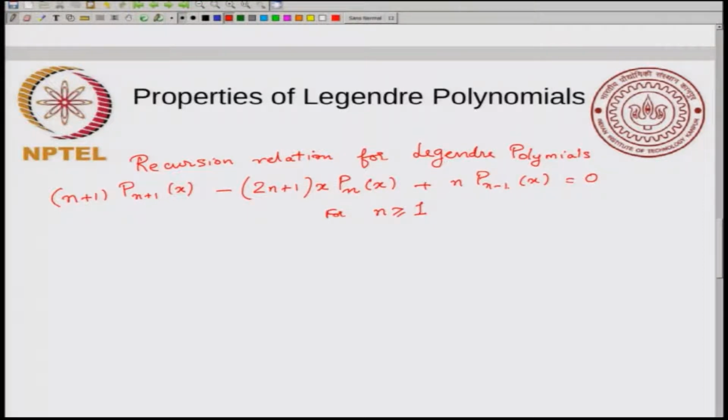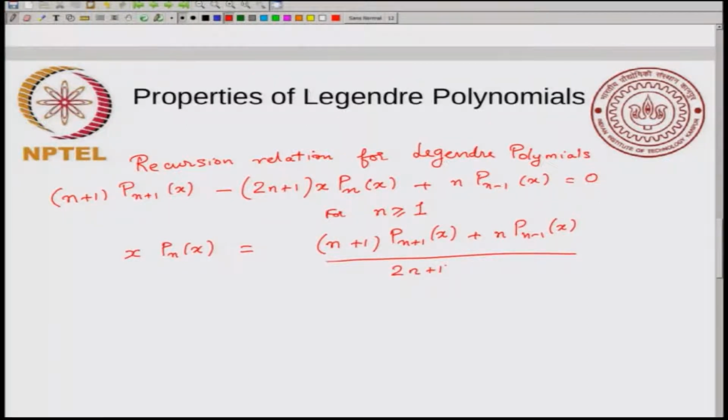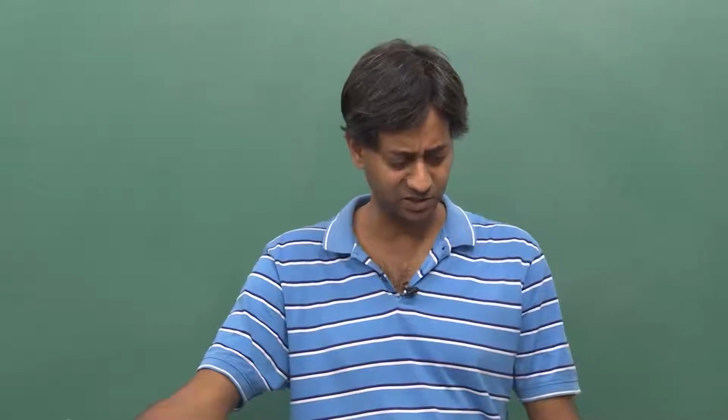Another form in which this relation is often written is the following. x times p n of x is equal to (n plus 1) times p n plus 1 of x plus n times p n minus 1 of x, divided by 2n plus 1. So what that means is if you take a Legendre polynomial and multiply it by x, you can write it as a combination of the n plus 1th Legendre polynomial and the n minus 1th Legendre polynomial with some factors. This is again a very nice relation, and it actually turns out to be fairly powerful.